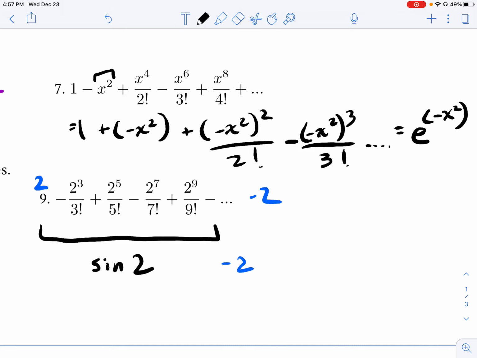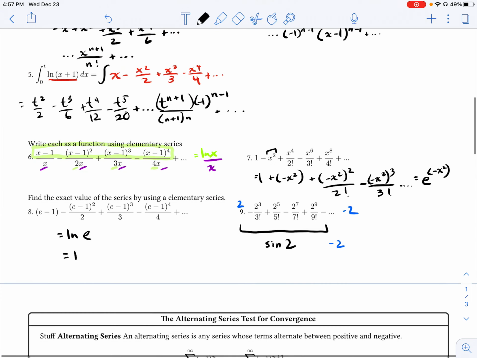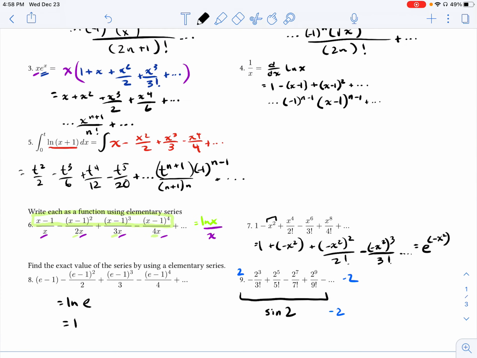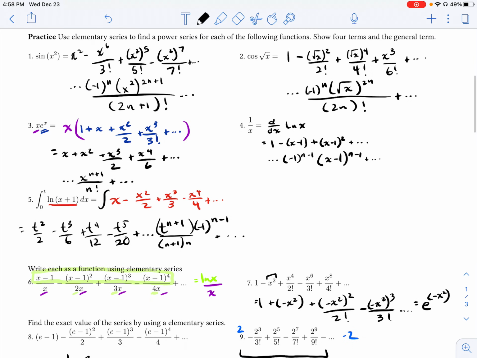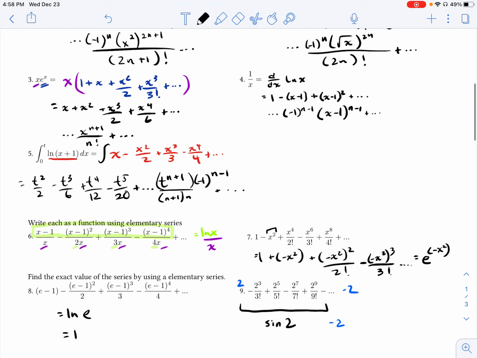So hopefully you can see now how we can leverage the elementary series to help us write series for more difficult or complicated transcendental functions, and then also do things like actually evaluate the exact or find the exact value of specific series or functions using what we know about the elementary series.